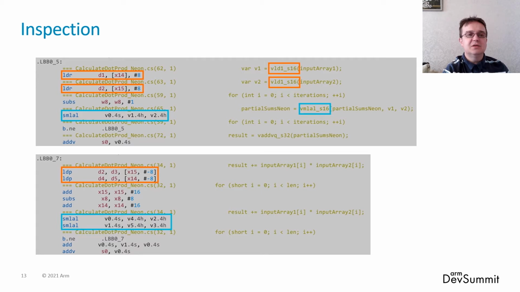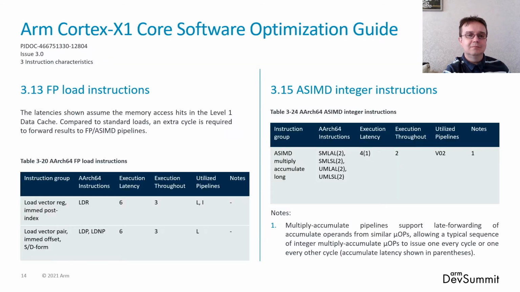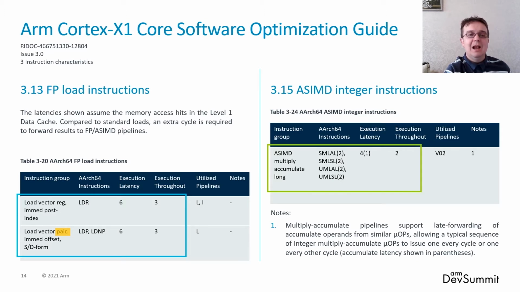To understand why the bursted code is faster, let's take a look at what the CPU is capable of. Here is a screenshot from the Cortex X1 software optimization guide from developer.arm.com. Here are the load instruction variants used in the assembly above. As you can see, they have the same latency and throughput, but LDP loads 2 registers, so it's immediately more efficient. SMLAL allows for 2 instructions per cycle issue with a 4 cycles latency, but there is an accumulator fast path for integers which allows for a 1 cycle latency.